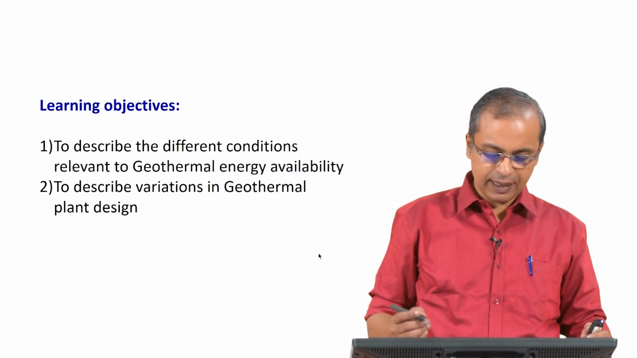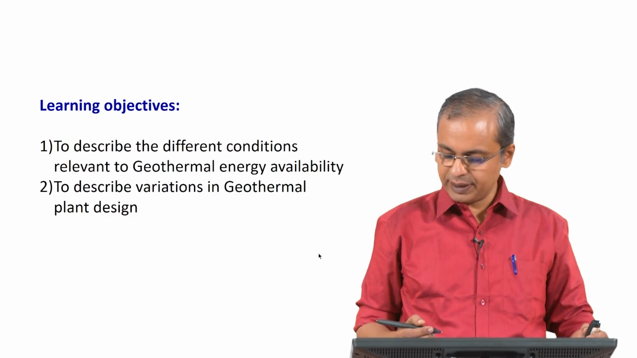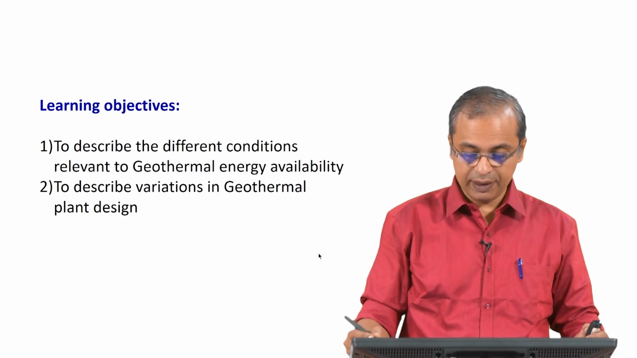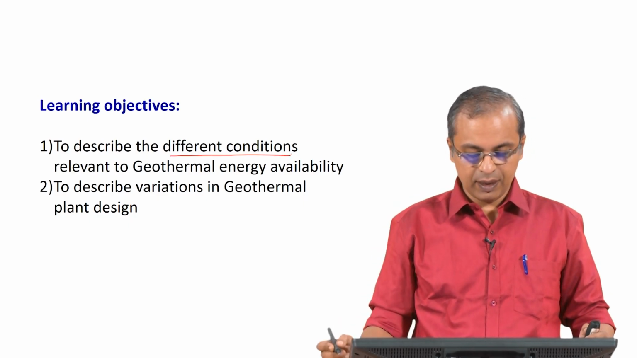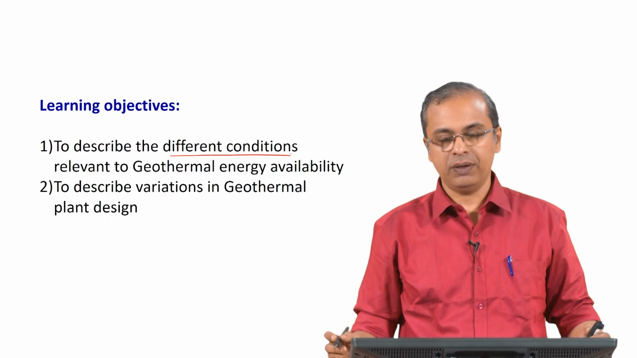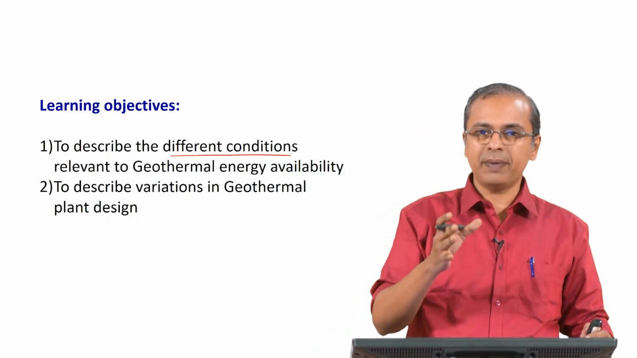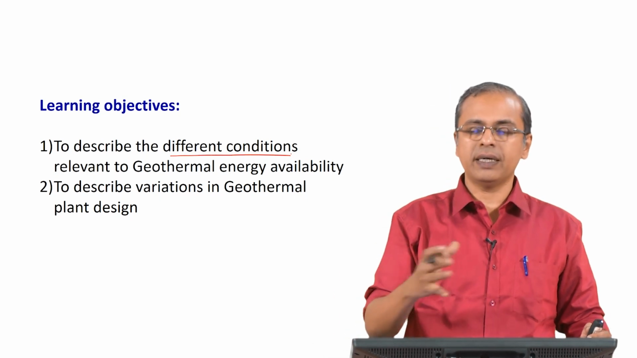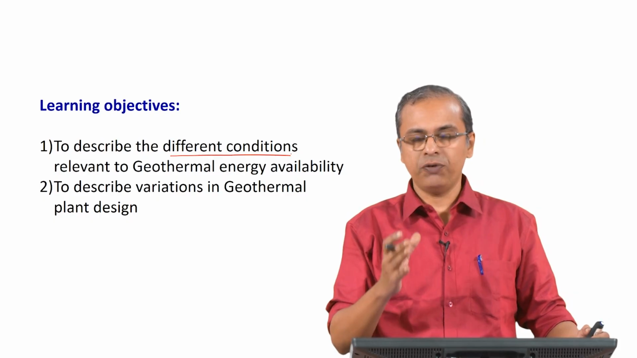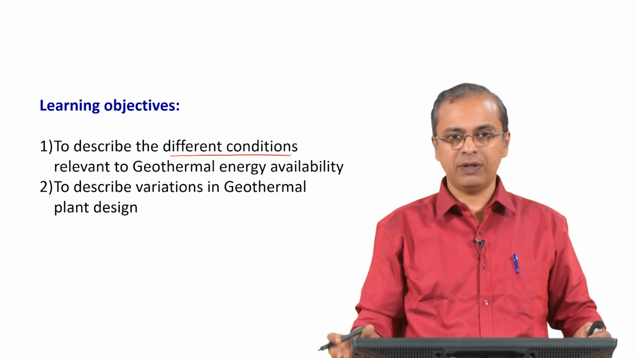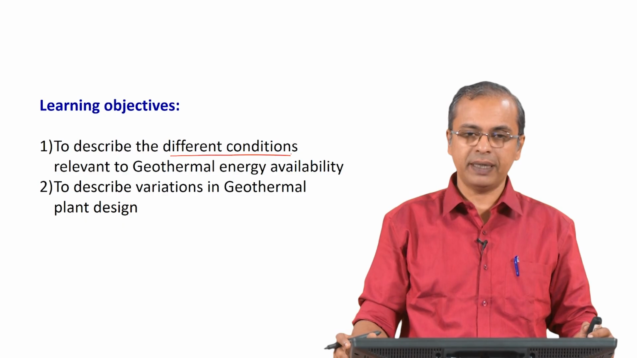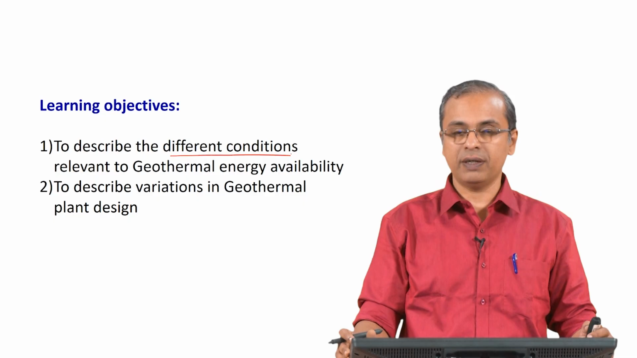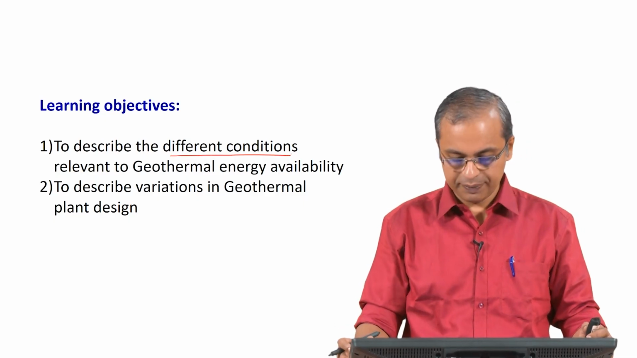So, in this context our learning objectives for today's class are basically to describe the different conditions relevant to geothermal energy availability. Okay. So, it is not available in the same kind of quality or quantity; quantity is not the issue, quality at different locations. So, if you actually go about trying to find it, you may find it with different levels of heat, different temperature, even different things coming out maybe naturally from under the ground. So, these are things that we have to look at.